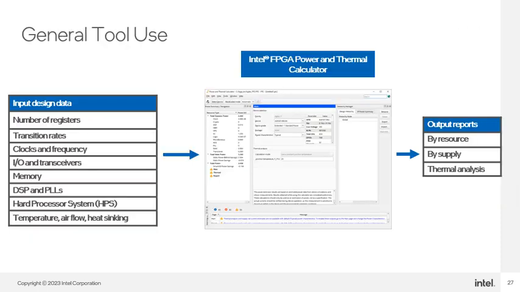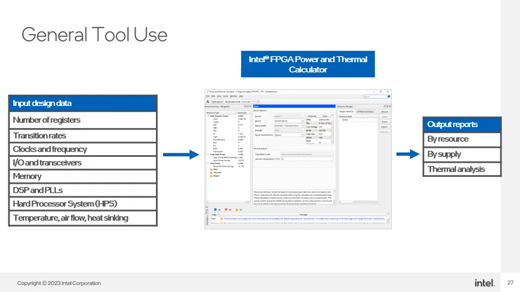The PTC is easy to use. Enter into the tool as much of the listed information as you can. You can enter in information manually based on your specific requirements and estimated resource usage, or through a file generated from the Intel Quartus Prime software. The more accurate and complete the information, the more accurate the power estimates will be for your final design.